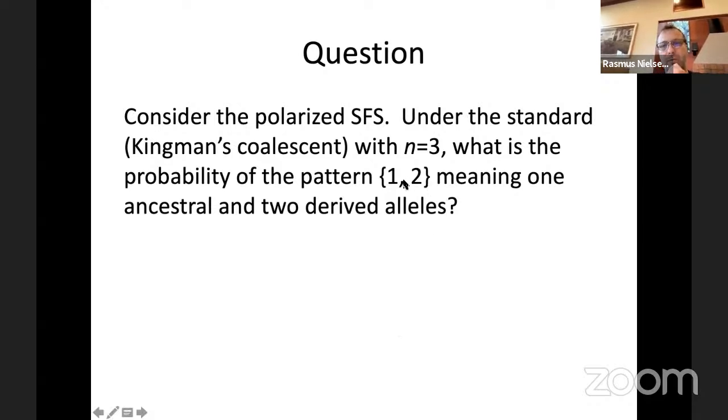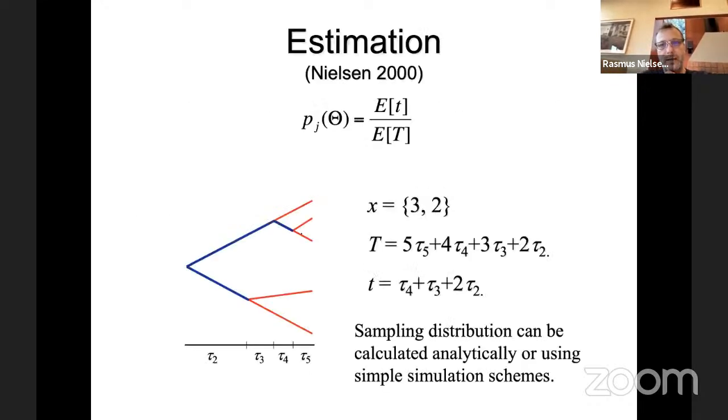So you might want to take this down, because when I send you out in breakout rooms, this question will disappear. So you remember it's n equal 3 leaf nodes. What's the chance of getting a pattern with 1 of the derived type and 2 of the ancestral type? And the idea is you want to use this formula and this type of logic. And then you need to remember what are the expected coalescence times.